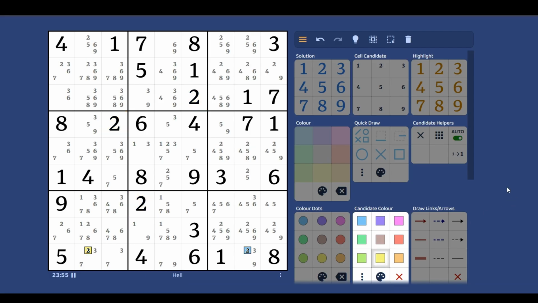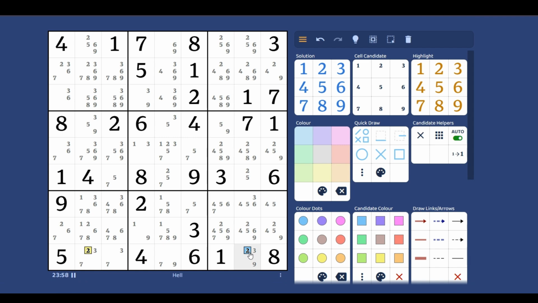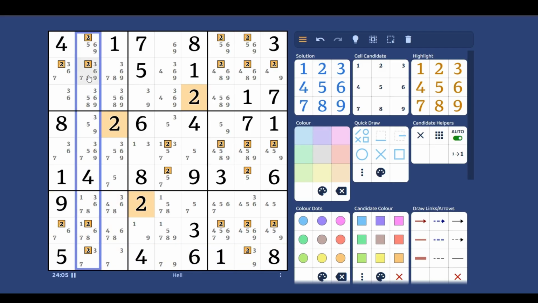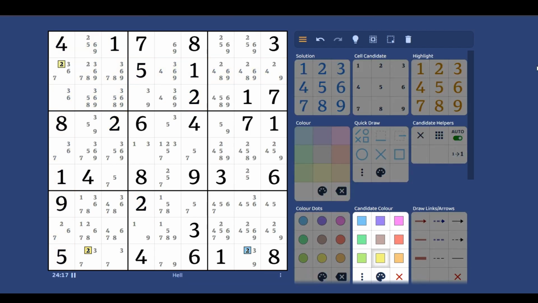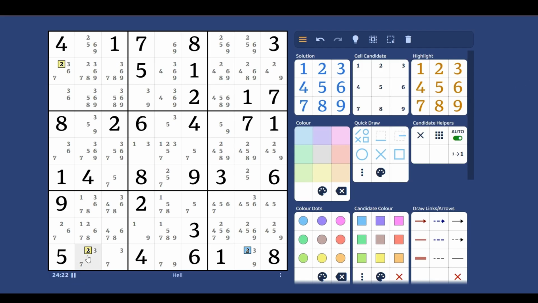So there aren't really any strong links that we could go directly from here, but you might notice that this yellow two sees these twos in this top left box here. And these twos are strongly linked to this two. So if this yellow two is true, this yellow two also must be true. And that is how we can use a weak link to continue our parity.